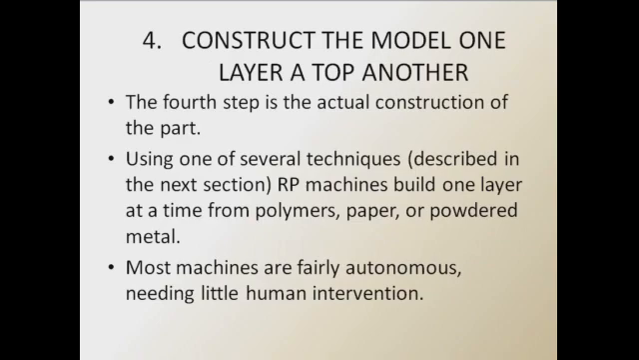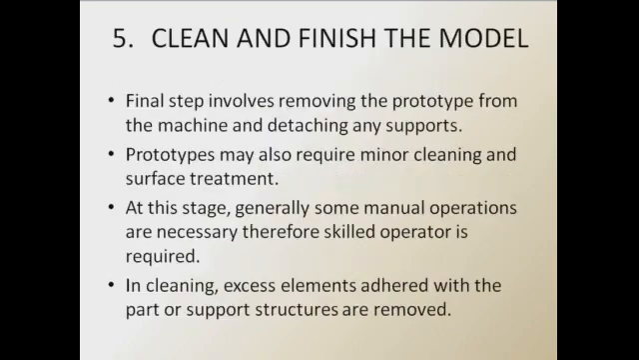Later, the fourth step is to construct the model one layer upon another layer. The fourth step is the actual construction of the part. Using several techniques, RP machines build one layer at a time from polymers, paper, or powdered metal. Most machines are fairly autonomous, needing little human intervention.